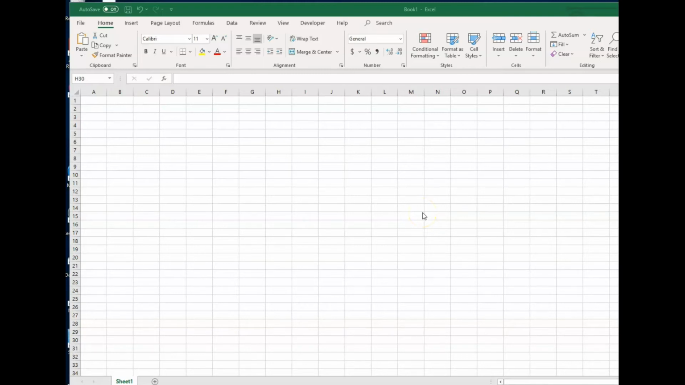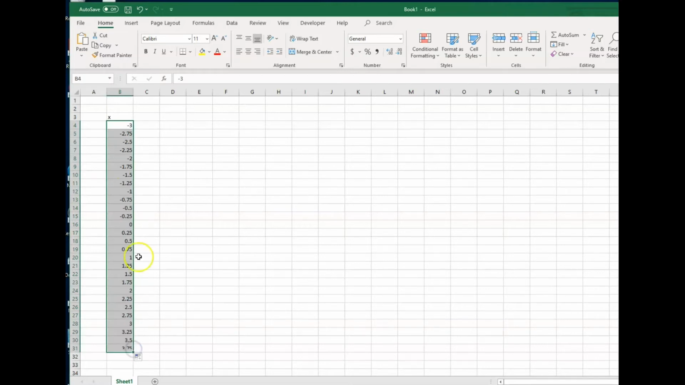Next, we are going to look at standard normal density distribution and cumulative density distribution. The first one we generate is the x column. We start from -3 up to +3 with an incremental value of 0.25. So we type -3, -2.75. The incremental value is 0.25. So we highlight, we copy and paste. So this is our x value.